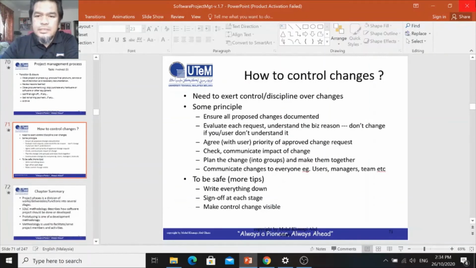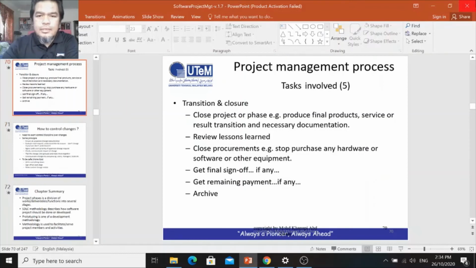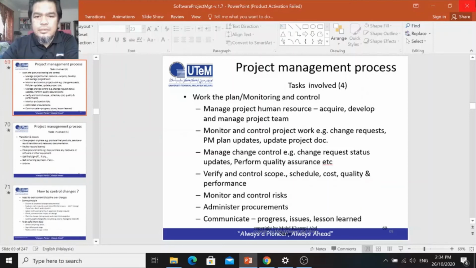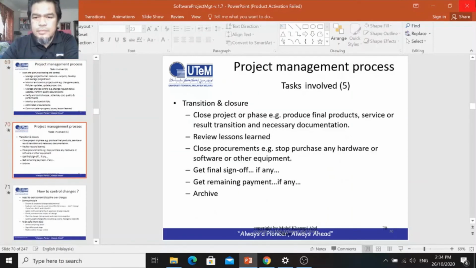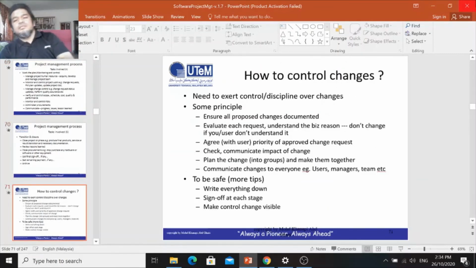Changes happen in the project management process. For example, when you execute the plan, in the middle many changes will happen and will be requested by your user. So you need to manage it properly. Don't reject the changes from the user, but you need to manage and control the changes.